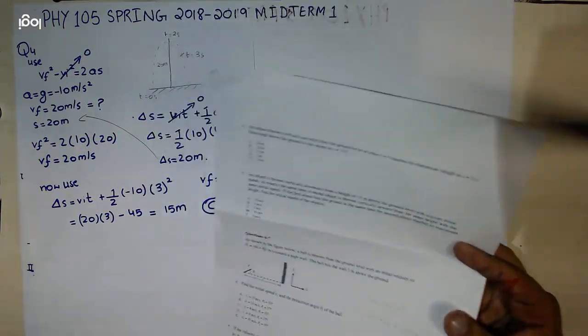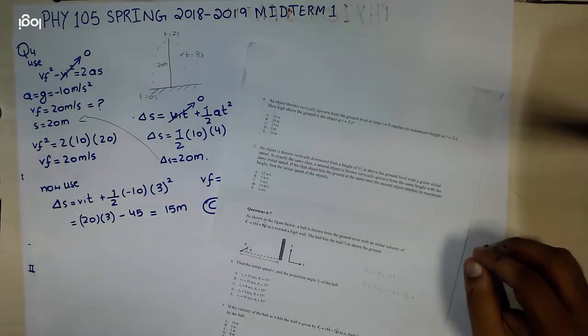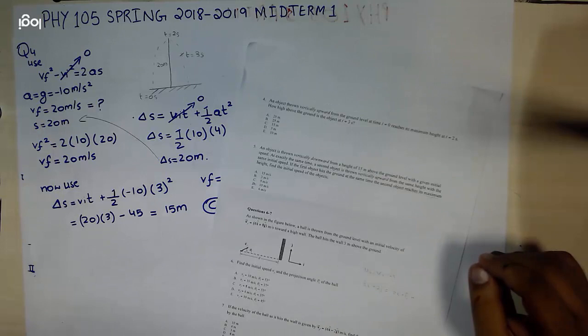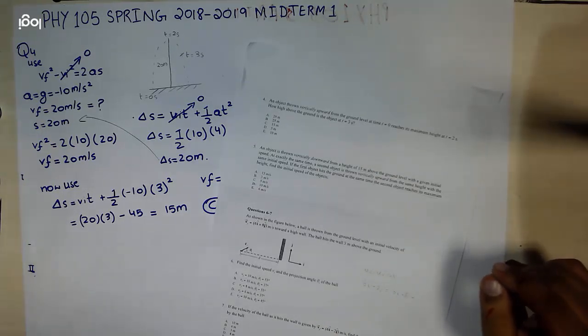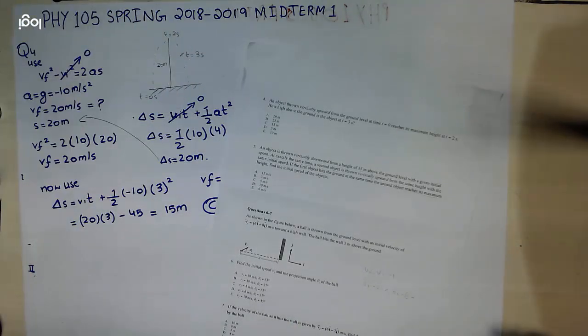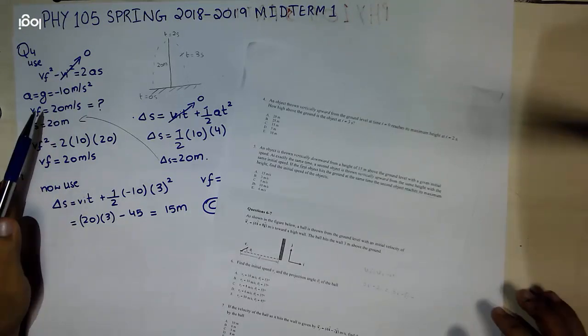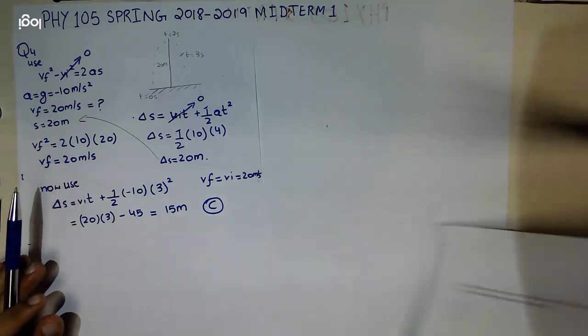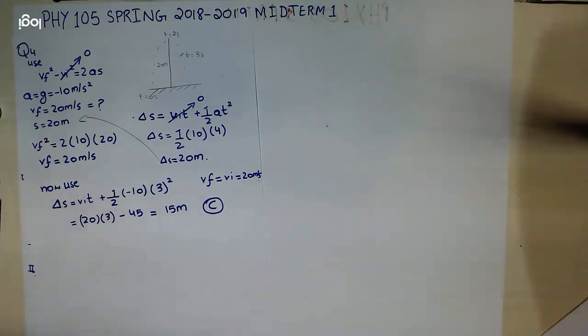Okay, now guys, we are going to solve question number 4. Question 4 reads: an object thrown vertically upward from the ground level at t equals 0 reaches its maximum height at t equals 2 seconds. How high above the ground is the object at t equals 3 seconds? It's a very classic case of projectile motion. We are given the time, and we know the acceleration is equal to the gravitational constant.